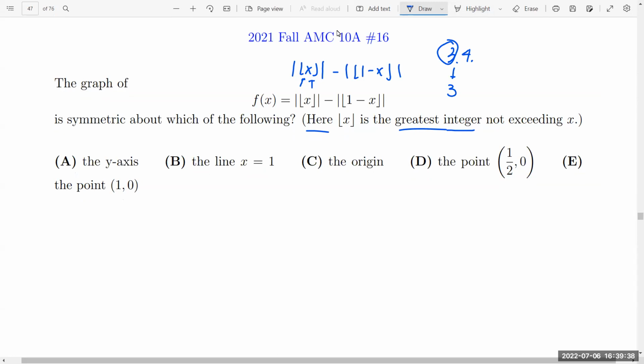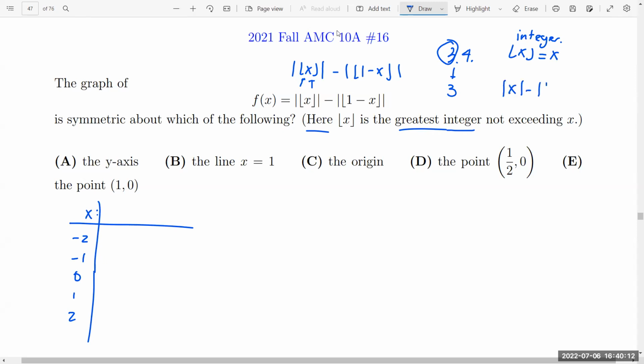All right. In this case, we want to find certain types of symmetry. If we take a look, we could try a couple values of x to see what's going on. Maybe we'll try some integer values of x first, so we don't have to worry about the floors. I'll start from -2, -1, 0, and then 1 and 2, and compute it for each of these. For integers, the floor of x is equal to x, so we can just treat this like the absolute value of x minus the absolute value of 1 minus x for now. And that's not bad.